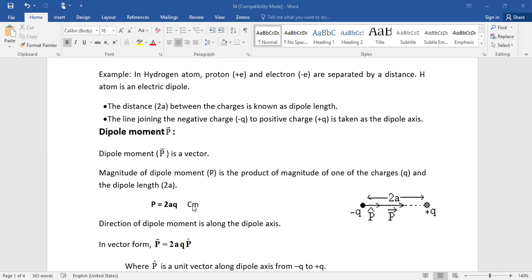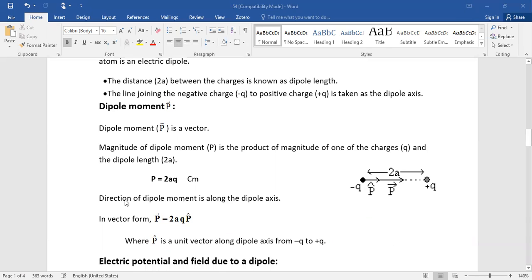Distance times charge, therefore the unit is coulomb meter. The dipole moment vector direction is taken along the axis of the dipole. The axis of the dipole and the dipole moment are in the same direction. The dipole axis is from the minus charge to the plus charge.